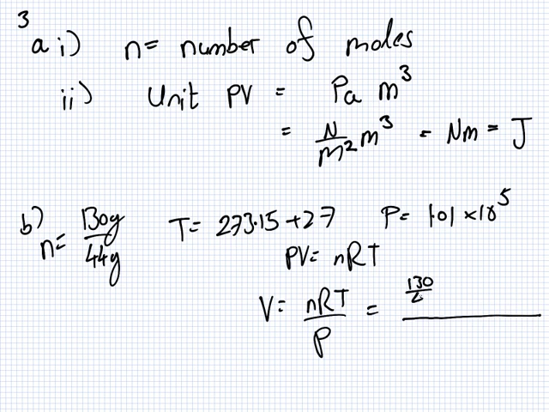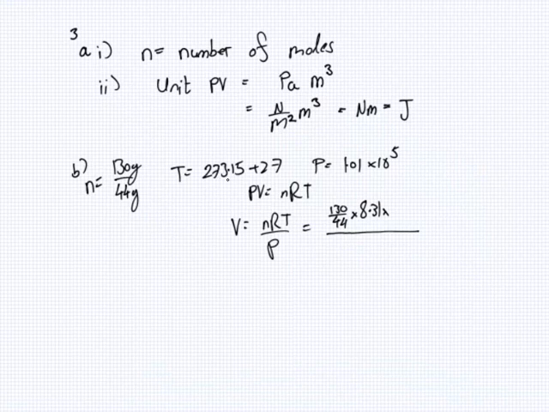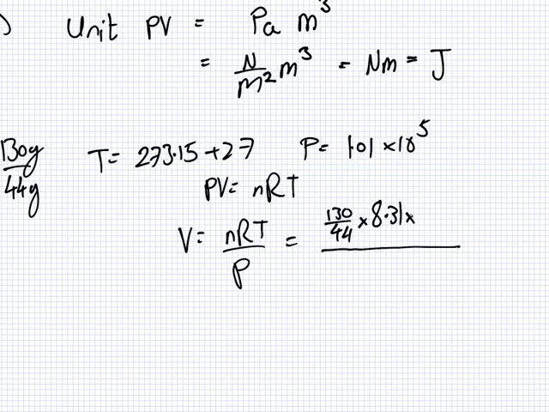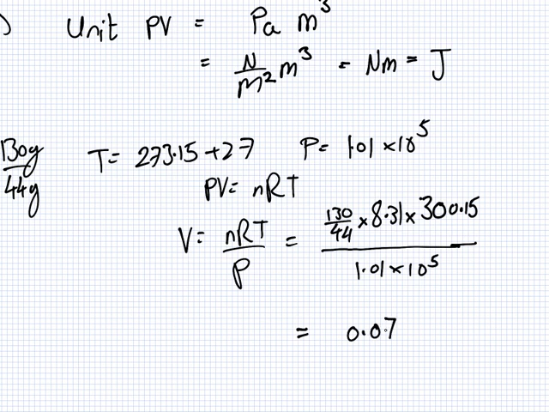130 over 44 times 8.31 times 273.15 plus 27. What is it, Monica? 300.15 over 1.01 times 10 to the 5. Okay. What did you get here? 0.0729 meters cubed.